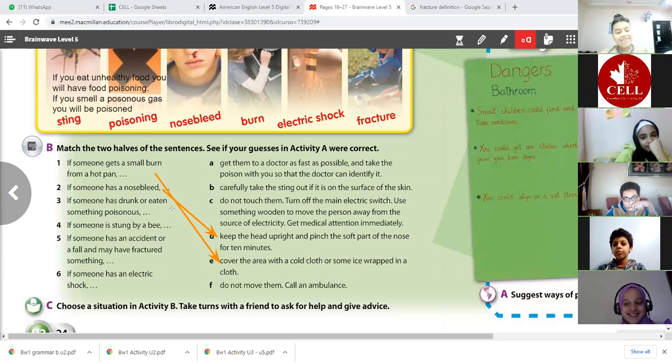If someone has drunk or eaten something poisonous, get them to a doctor as fast as possible and take the poison with you so that the doctor can identify it.